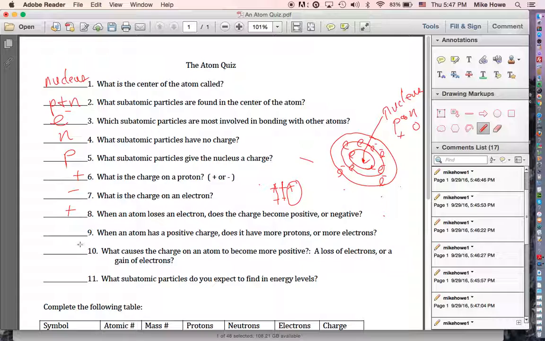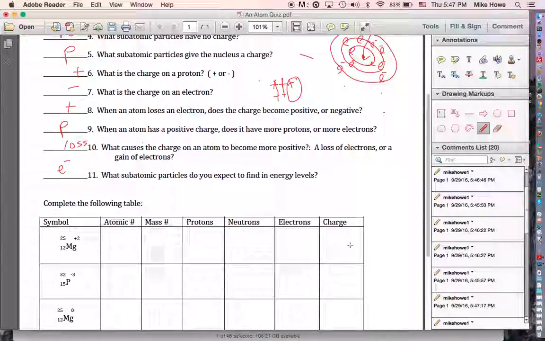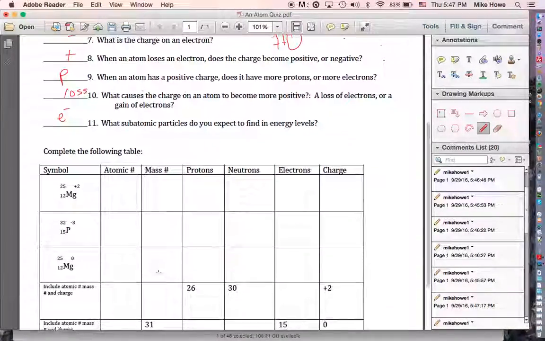When an atom has a positive charge, then did it have more protons or more electrons? Well, it had more protons. So, more protons. So what caused it to become positive? Did we lose or gain an electron? We lost an electron. And the subatomic particles that you find in these energy levels, we already have talked about that, it's electrons. Then we get to the bottom of the periodic table.